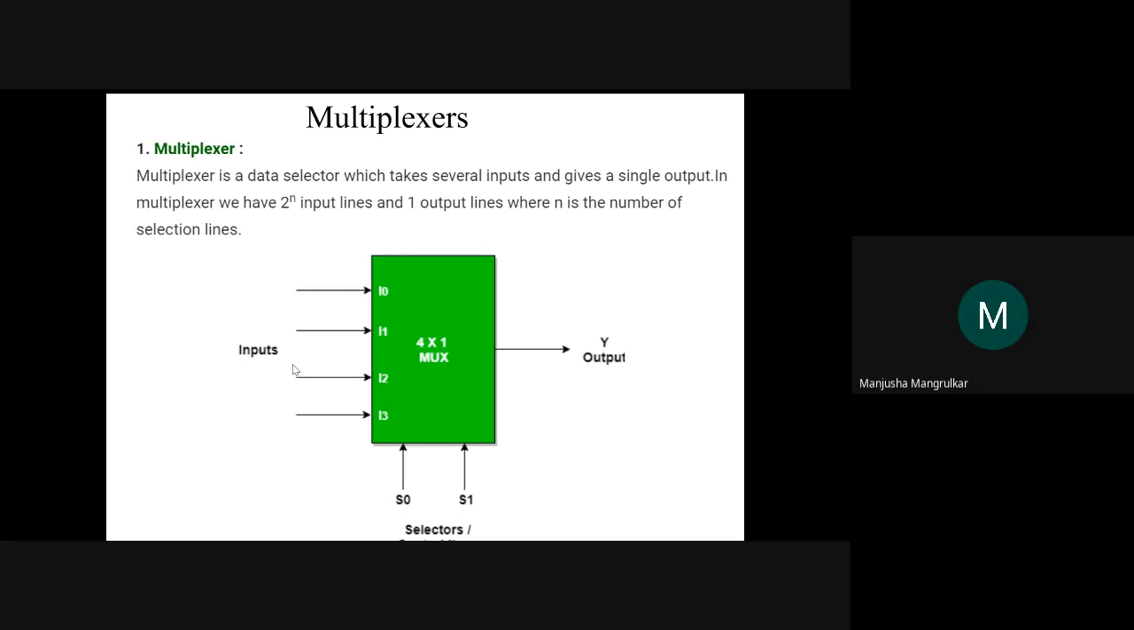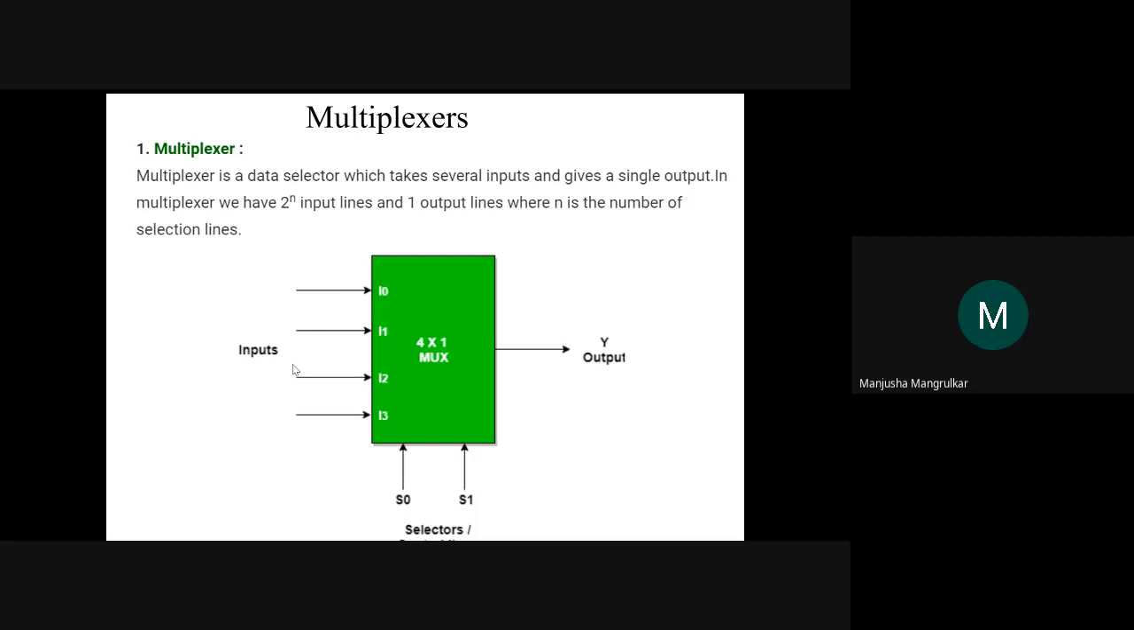Multiplexer is a data selector. The input has data and it will select, and that data will be given to the output signal. So multiplexer is a data selector which takes several inputs. Means in a multiplexer there are n number of inputs, and it gives a signal in the output. In a multiplexer there is only a single output.